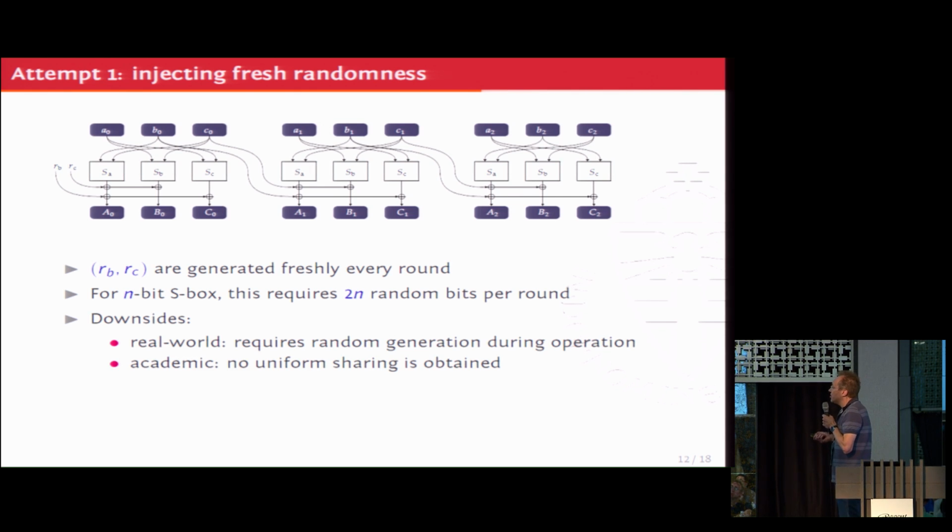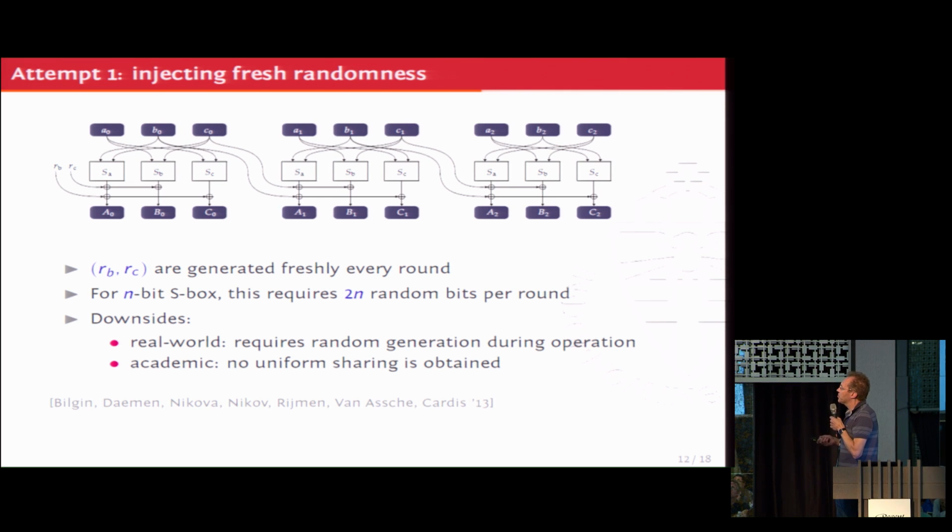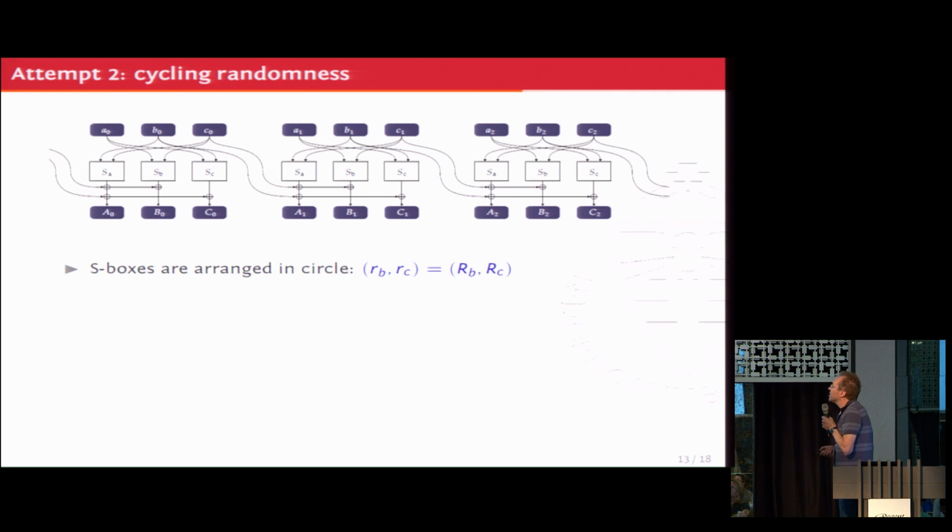What are the disadvantages? In a real-world implementation, you have to have this random generator on the chip, generating randomness on the fly. And academically, you cannot get this published easily because you cannot claim this is a uniform sharing. It solves the problem maybe, but that's not an academic achievement. Still, we did it in a paper with some COSIC colleagues, and it was one of the countermeasures we proposed together with others to fix the problem in Keccak. Okay, then second attempt.